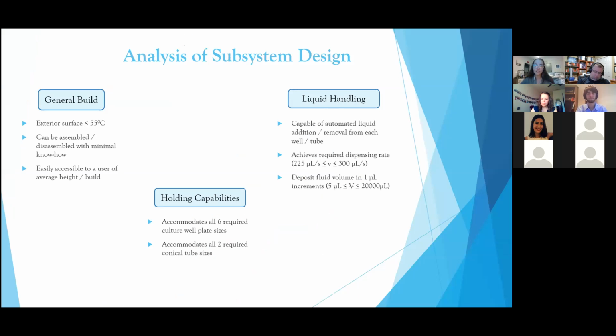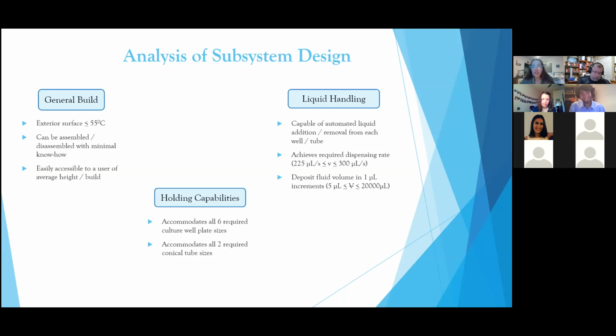So from there, we'll delve into the key customer needs that we thought were the most important ones each subsystem should tackle. So for general build, that's the exterior surface is less than or equal to 55 degrees Celsius, and it will not go over that temperature, which will be controlled by the MS subsystem and keeping that unit within check. The general build can also be assembled and disassembled with minimal know-how from the 80/20 frame. And it's easily accessible to a user of average height and build. And I myself, as a person of beneath average height and build, will also be able to access our device. So that was a nice little feature. We didn't make it too big.